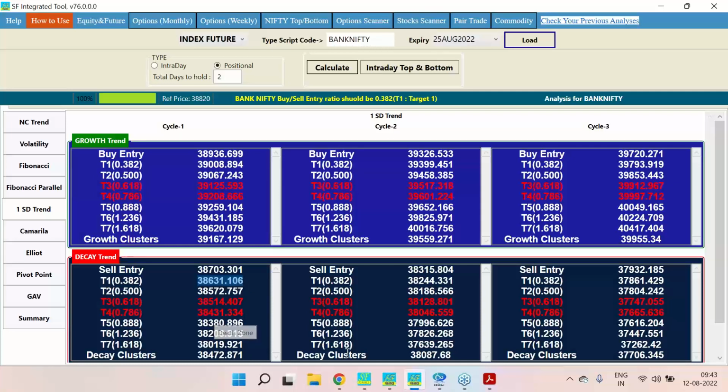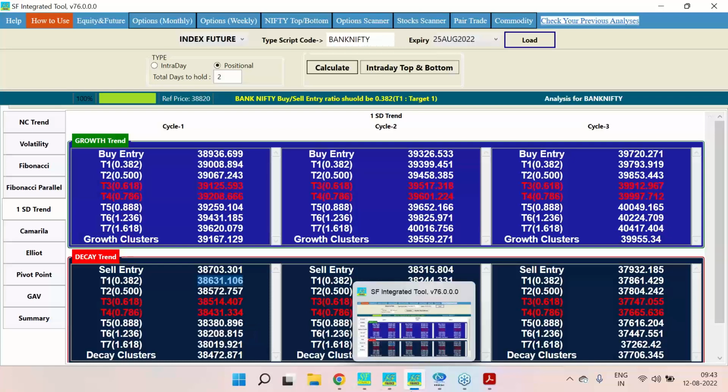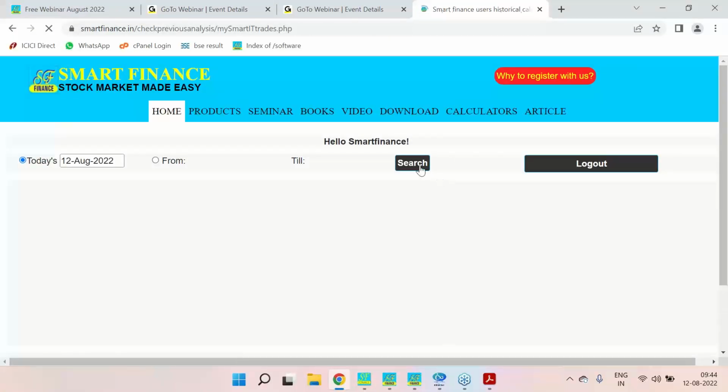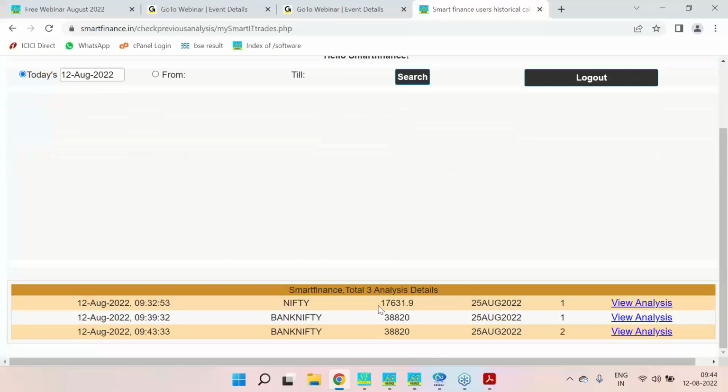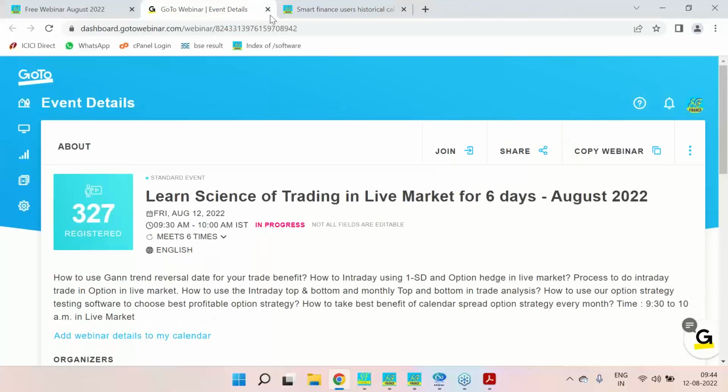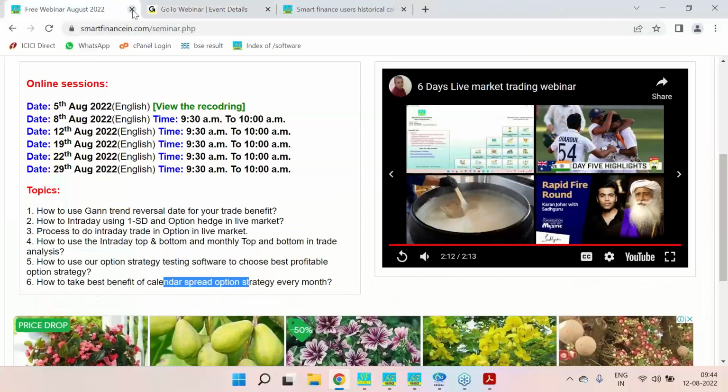So this is how we have initiated for today, and all these analyses are recorded and kept in the cloud. Whatever analysis we did is kept in the cloud. Any moment we want, we can retrieve it and see what calculation we did. We did Bank Nifty intraday and positional, and Nifty intraday. All these transactions are recorded, and whenever we require, we can retrieve them.